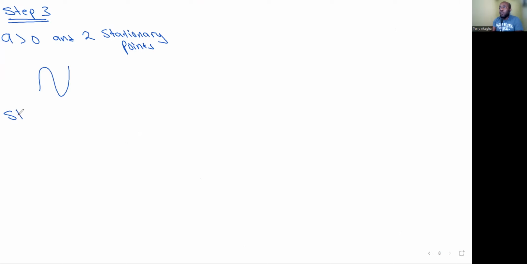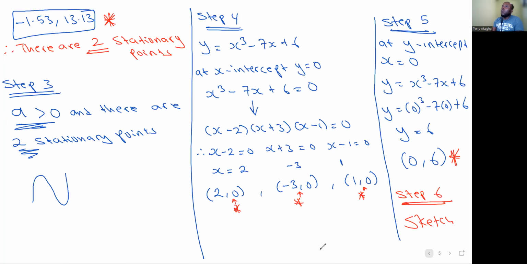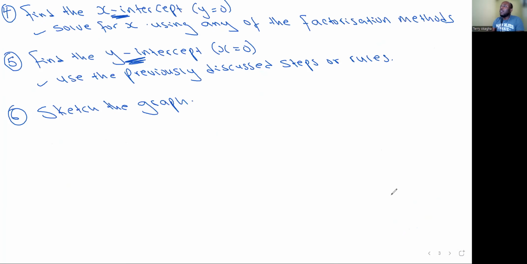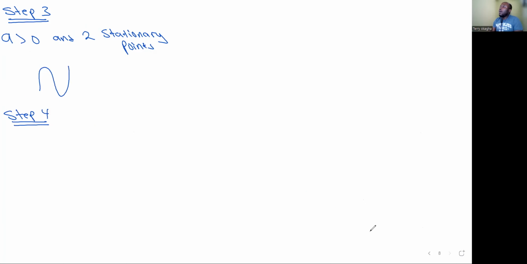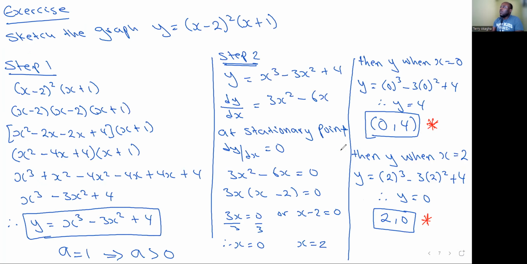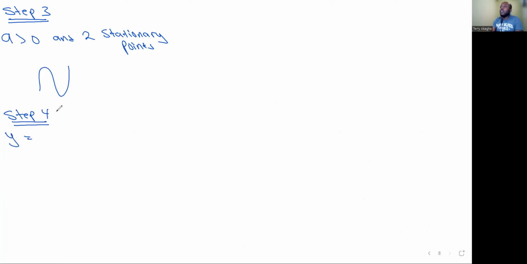Now, step 4. The next thing we have to find is the x and y intercept. So let's see step 4. Which intercept are we finding? The x-intercept. So we're going to find the x-intercept for this. We have y is equal to x cubed minus 3x squared plus 4.